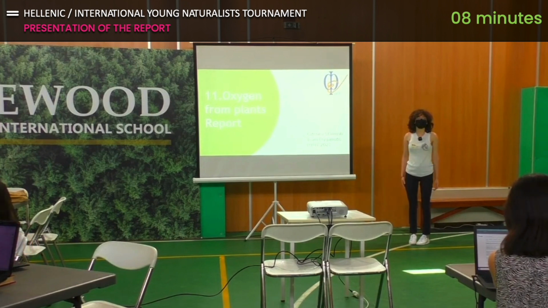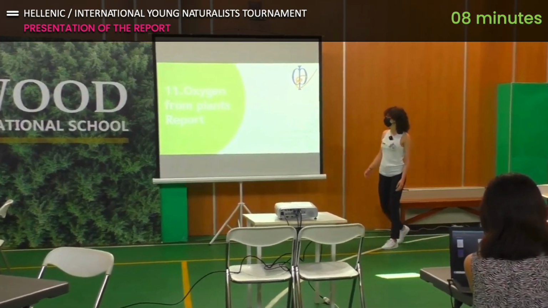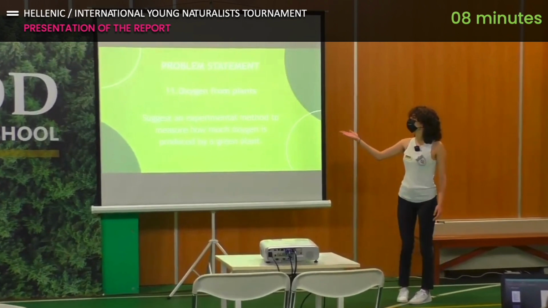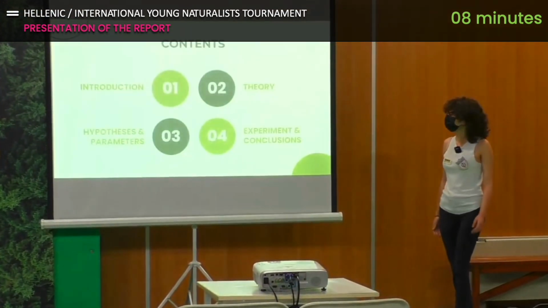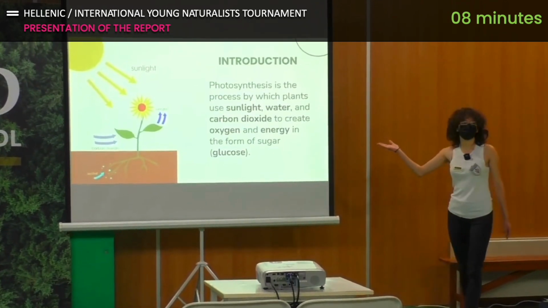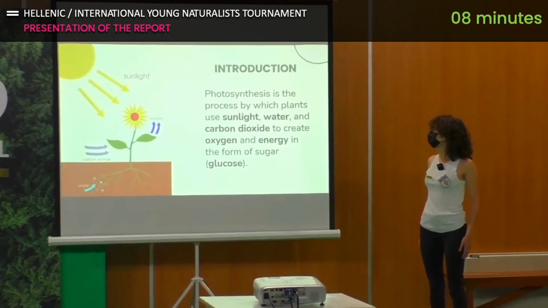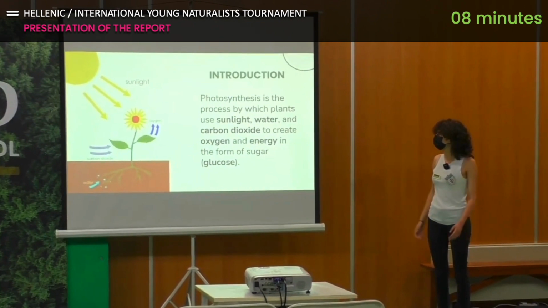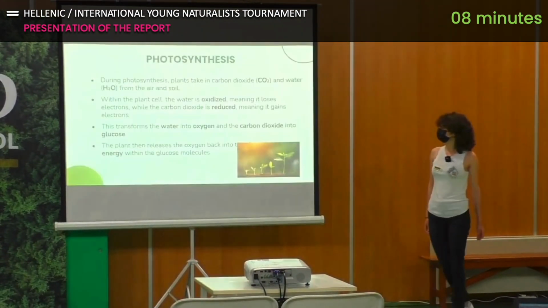Hello everyone, my name is and today I will be presenting you the problem number 11, which is oxygen from plants. So the task here is to suggest an experimental method to measure how much oxygen is produced by a green plant. These are my contents. To begin with, my introduction about the procedure of photosynthesis. Photosynthesis is the process by which plants use sunlight, water, and carbon dioxide to create oxygen and energy in the form of sugar, as you can see in the picture here.